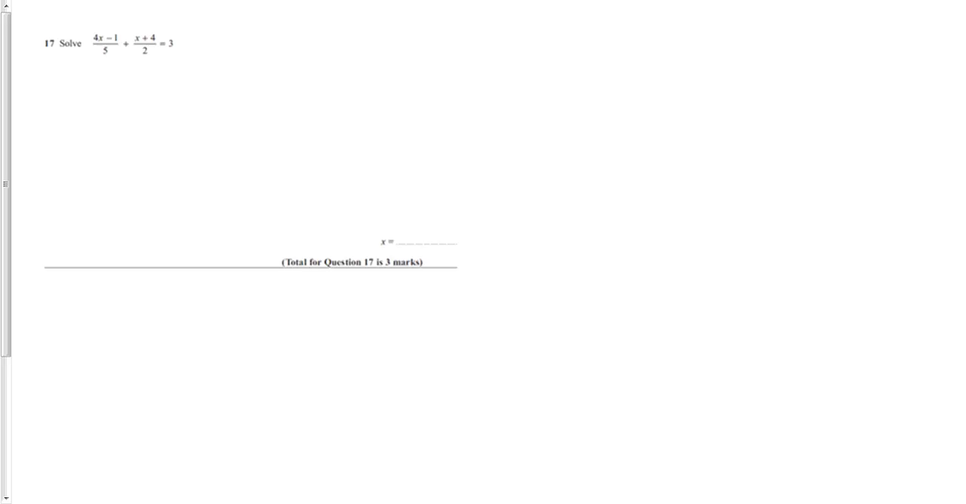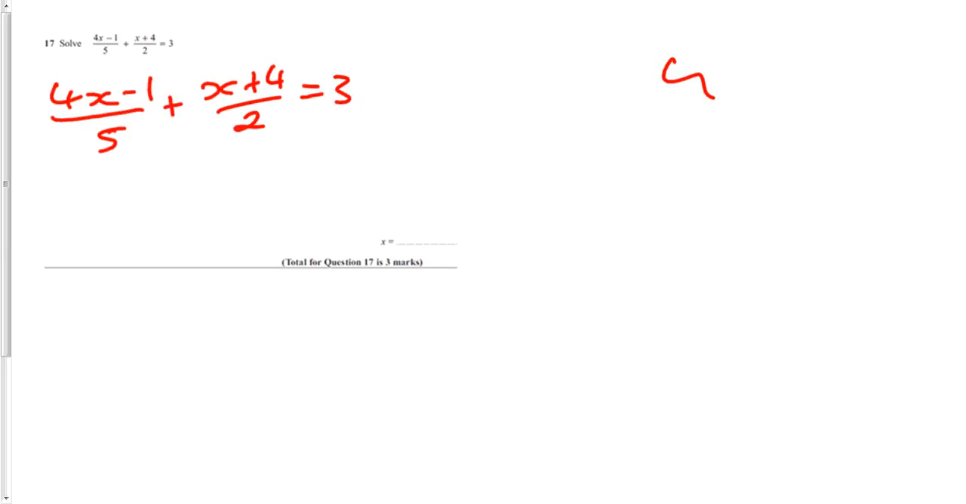Okay, so let's see whether or not I can get this one correct. Now, we've got an algebraic fraction question here. So we've got (4x minus 1) over 5 plus (x plus 4) over 2 equals 3. Now, what I said last time about forgetting this equals 3 over here is exactly right. We're just going to forget about it and we're going to simplify the left-hand side.